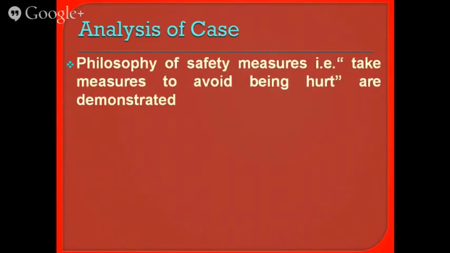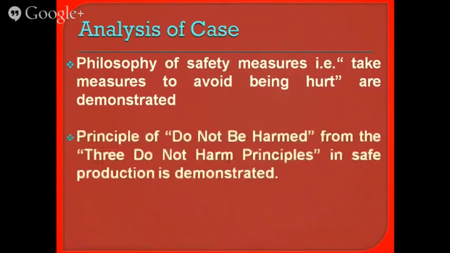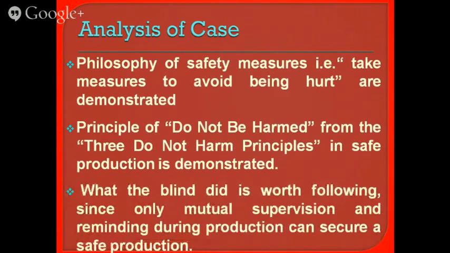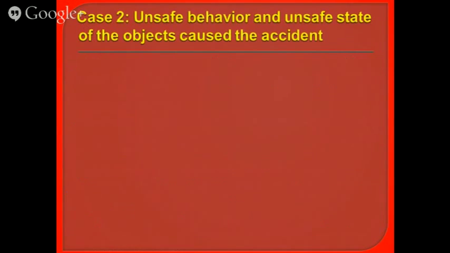So let's just see. Well, it was well attempted. Actually, the philosophy of safety tells that take measures to avoid being hurt. There are three principles of do not be harmed, right? And one among them is that you take some measures for yourself so that you are not hurt. So it is a type of becoming proactive in that situation. So what the blind man did is worth following. Only mutual supervision and reminding yourself for becoming safe, that's the right thing which can be done. I am giving you another case.